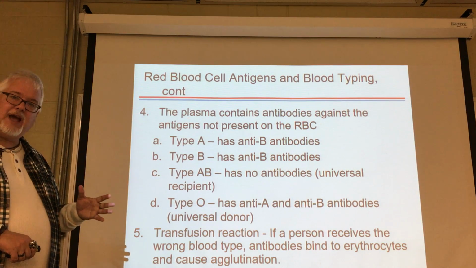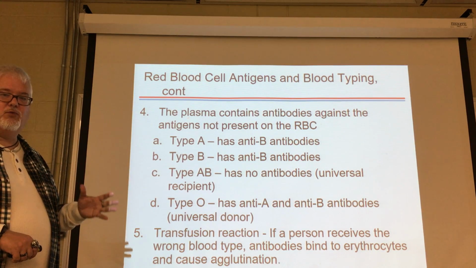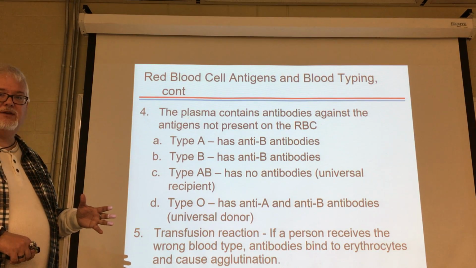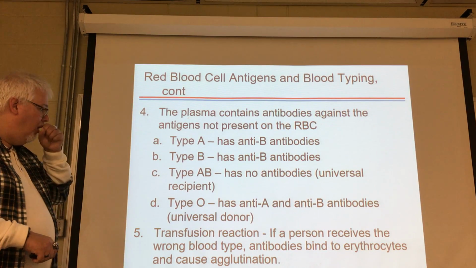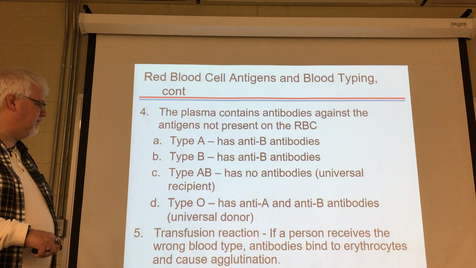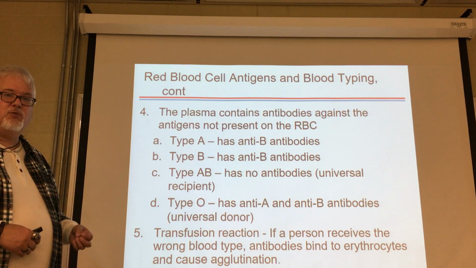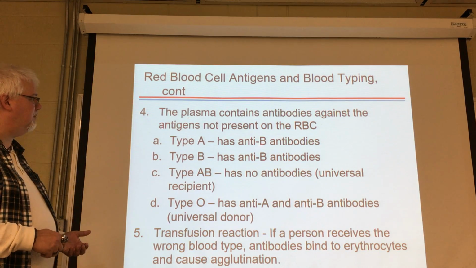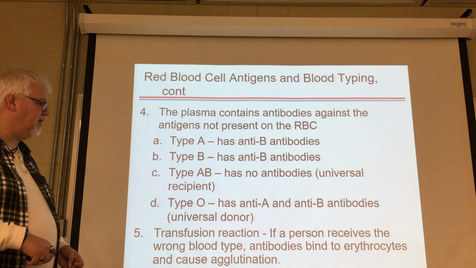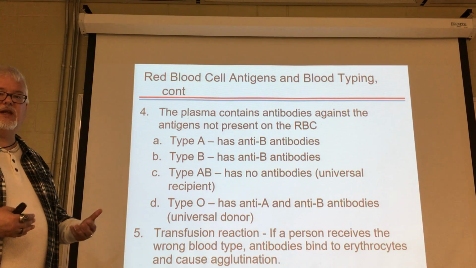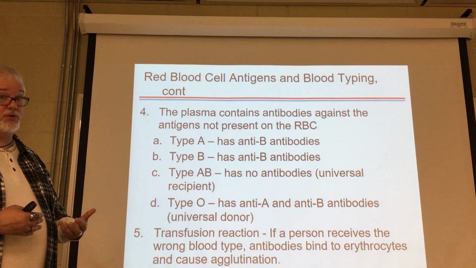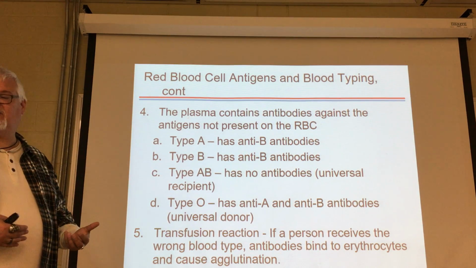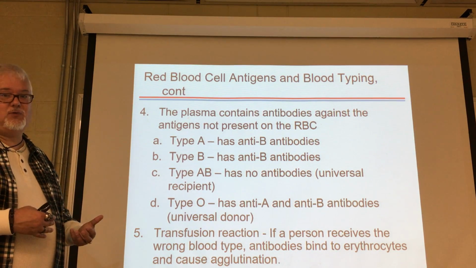This means that if you accidentally give a patient the wrong blood type, so you give somebody who is type A blood, type B blood, they are going to get a transfusion reaction. In this case, what happens is all of the anti-B antibodies that the type A person has are going to bind to those type B erythrocytes. Remember, an erythrocyte is a red blood cell, and it's going to clump them together. And this reaction is known as an agglutination reaction.